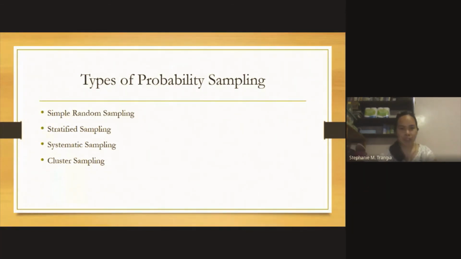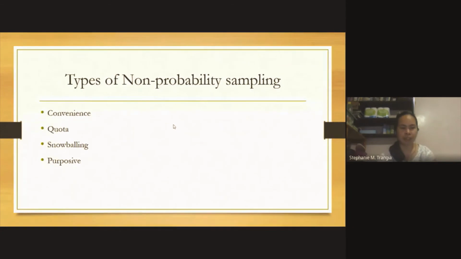So now let's proceed to types of probability sampling. There are 4 types of probability sampling which are usually used in quantitative research: simple random sampling, stratified sampling, cluster sampling, and systematic sampling. Whereas in qualitative research, usually non-probability sampling is used. So the convenience, which is least desired. Convenience at the comfort of my home, sitting, and just my best friend, that's convenience. Quota, snowballing, and purposive. Okay.